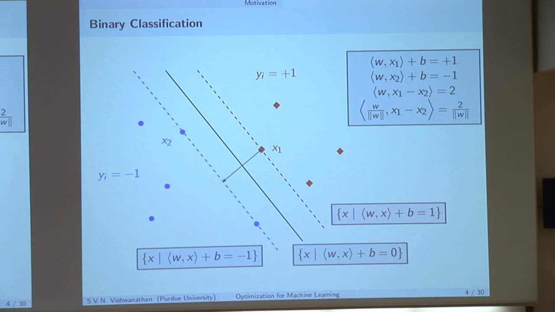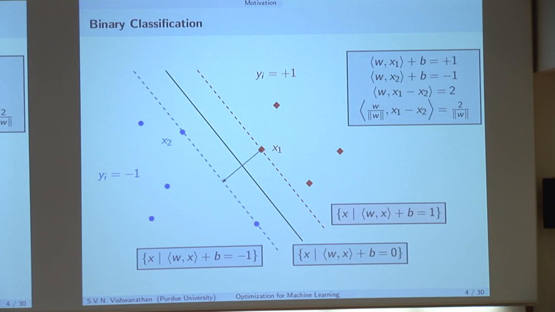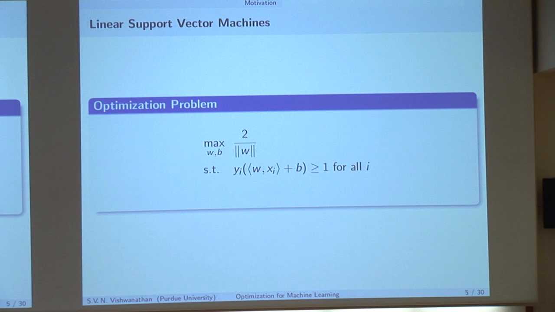So now you can go off and set up an optimization problem, okay? So this is sort of the geometry, and now let's set up the optimization problem. What does the optimization problem say? I want to maximize the margin, such that all my points lie on the right side of the boundary. Of course, you remember you want all the red points to lie on this side, all the blue points to lie on this side. That's a requirement, and that's exactly what is being expressed here in terms of the constraints. Clear?